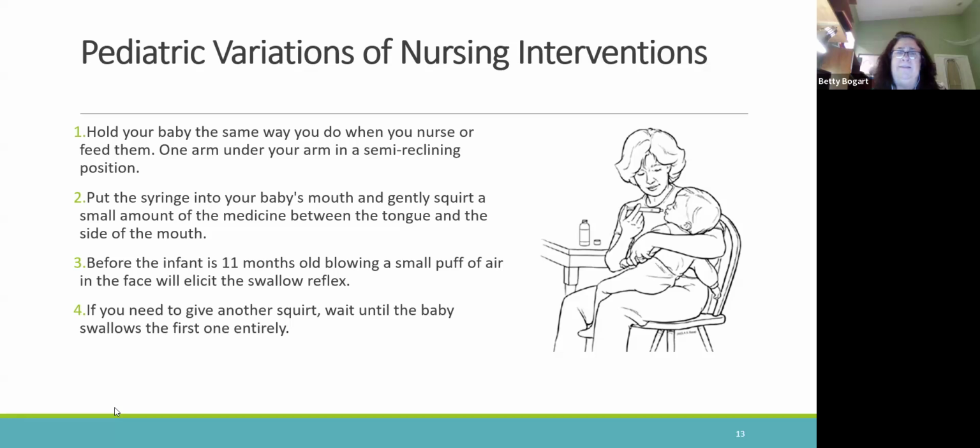Remember, there are medicines like Mycostatin, which is just for yeast, fungus, thrush in the mouth. What they do is they just take a Q-tip and dip it in the medicine and then rub it all over the tongue. They don't know how to swish and swallow like an adult, right? So you're going to paint the tongue.